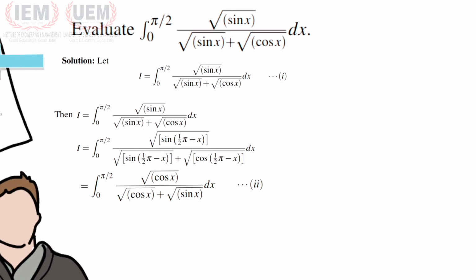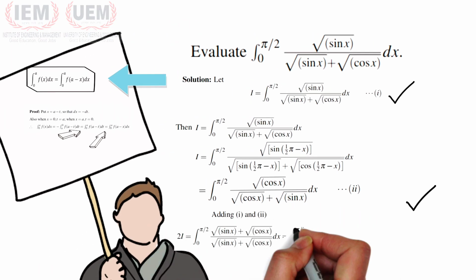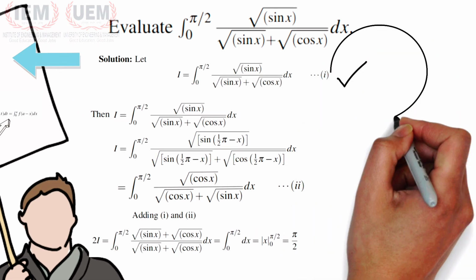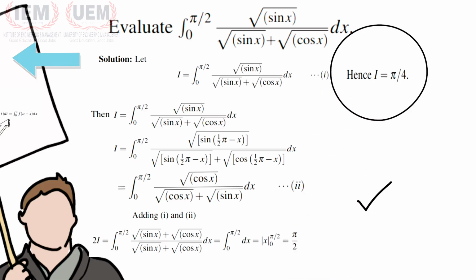Adding the original integral to this new form, that is equation number 1 plus equation number 2, we get 2 times I is equal to the integral from 0 to pi by 2 of the square root of sine x plus the square root of cos x, whole divided by the square root of sine x plus the square root of cos x. As the numerator and denominator are the same, they cancel each other, and we have the expression as the integral from 0 to pi by 2 of dx, which is equal to pi divided by 2. Thus we find that I is equal to pi divided by 4, which is our required result.